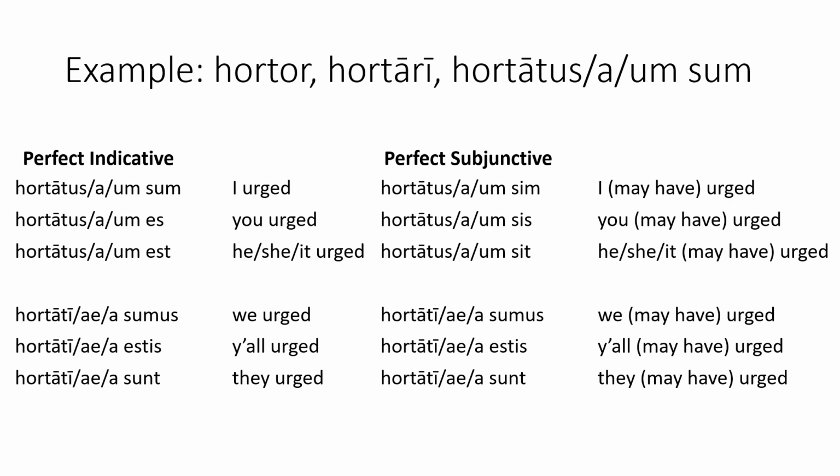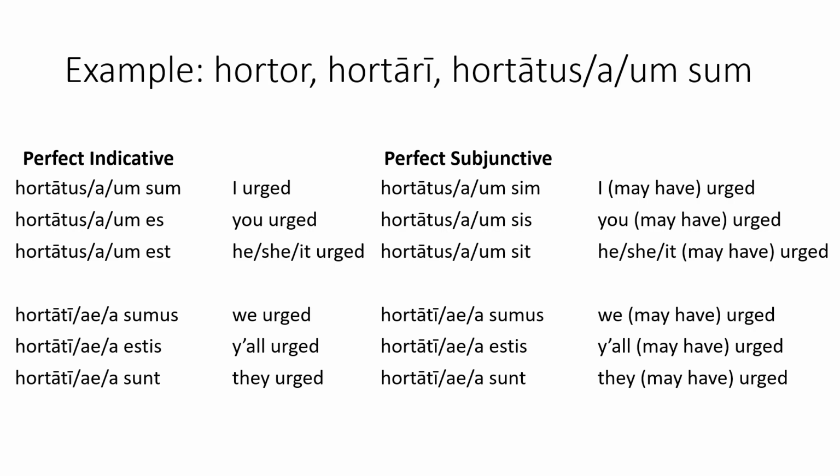The subjunctive is similar, but with the present subjunctive of sum. Hortatus, a, um sim in the first person singular, hortatus, a, um sis in the second person singular, hortatus, a, um sit in the third person singular, hortati, ae, a simus in the first person plural, hortati, ae, a sitis in the second person plural, hortati, ae, a sint in the third person plural.